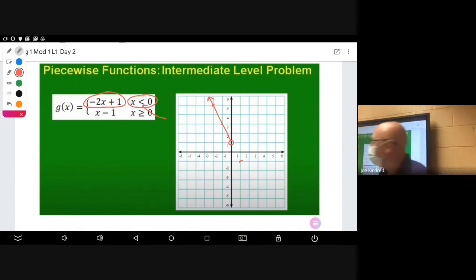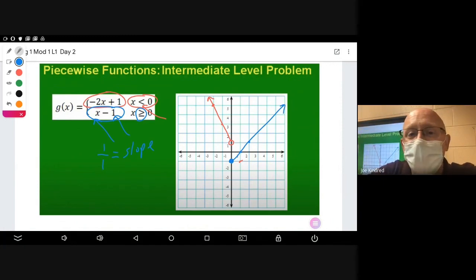The second part, you're going to graph in blue this time. Again, this is where it crosses the y-axis, so at -1. And because it's equal to, we're going to go ahead and close it in. And the slope, well, there's no number there. That means the slope is 1 over 1. So from this point, go up 1 over 1, up 1 over 1. And here's your line. And so here is the piecewise function for g of x.